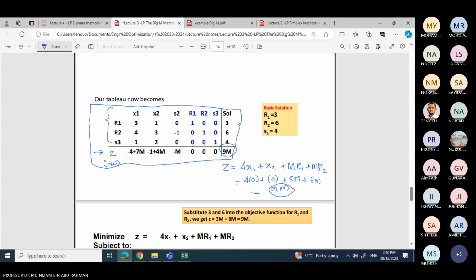Faham tak? Hello? Tak faham lah tu. Tak faham apa yang tak faham? Nak solve. Macam mana nak solve this? Okay.